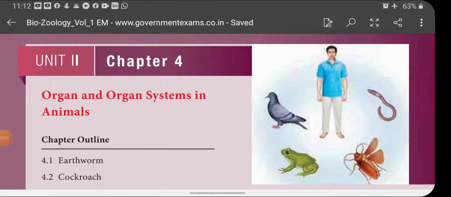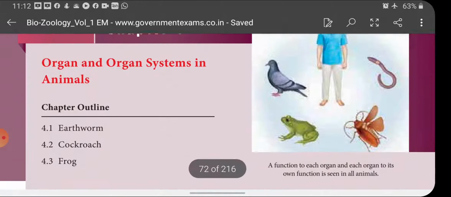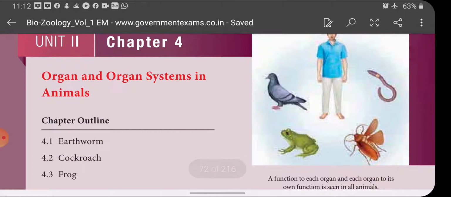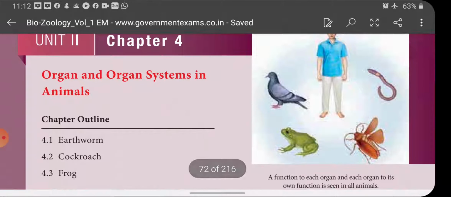Today I am going to start with chapter 4, Organ and Organ System in Animals. In this chapter we are going to discuss the morphology of three species: earthworm, frog and cockroach.